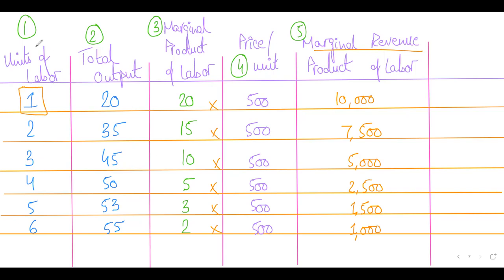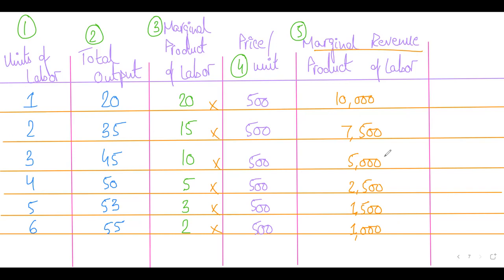So if I compare the first column with the fifth column, it shows how much revenue each labor unit contributed. Is this simple, Preet? Are we good? Now we are moving towards the final part of our labor demand curve.